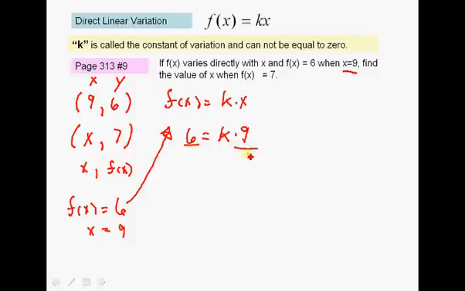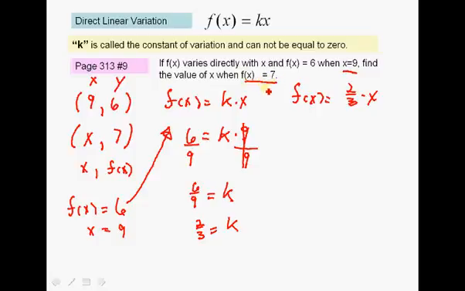We have to undo the 9 from both sides, and we get 6 over 9 equals 9 over 9, which is just 1. k times 1 is just k. And then 6 over 9 gives us 2/3 equals k. Wow! Now we know what k is. So we could say f of x equals 2/3 times x. We come down here to the information that we have and need to find. We know that f of x equals 7, so we can replace f of x and go 7 equals 2/3 times x. We don't know what x is, but we have to find x.